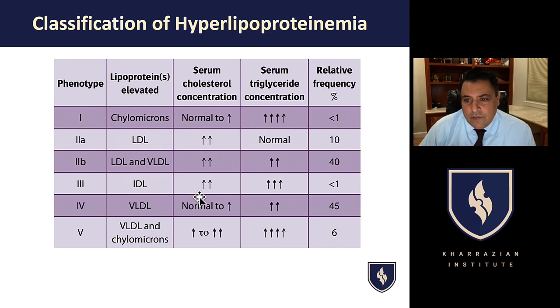You can see the most common ones are the type 4s. 45% of the total hyperlipoproteinemias are type 4s. And then type 2B is about 40%.